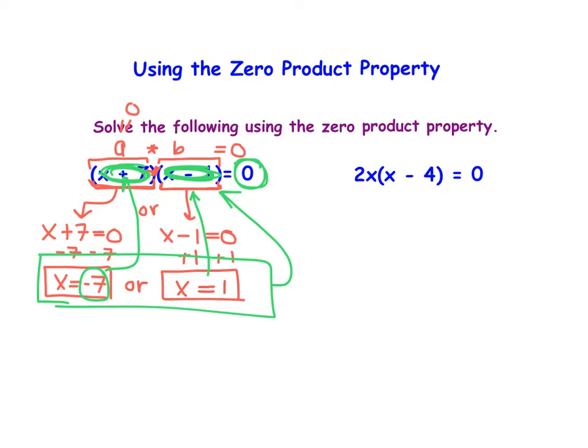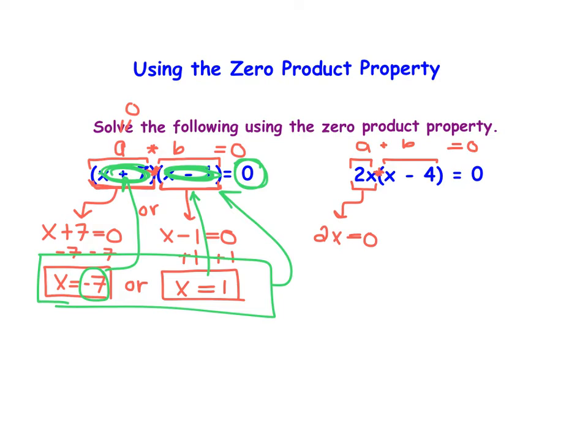Now if we look at the second example here, we notice that we have a multiplication between 2x and x minus 4. So again, we have two things being multiplied that are equaling 0. So we really have a times b equals 0. And ultimately, we need to figure out, okay, what could x possibly equal that would result in this product equaling 0? And the first thing that could happen is that first portion there, that 2x, could equal 0.